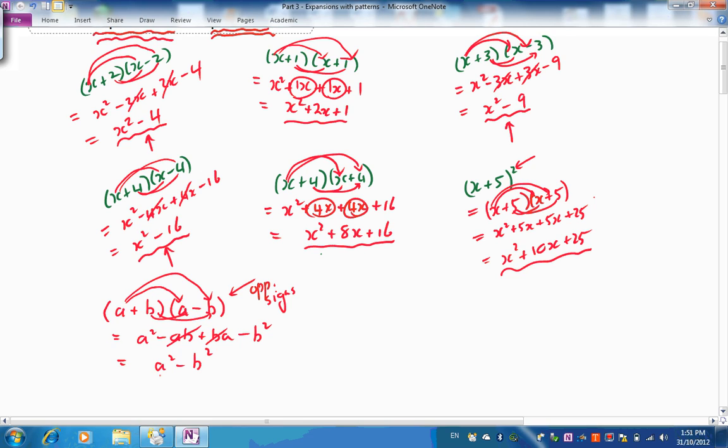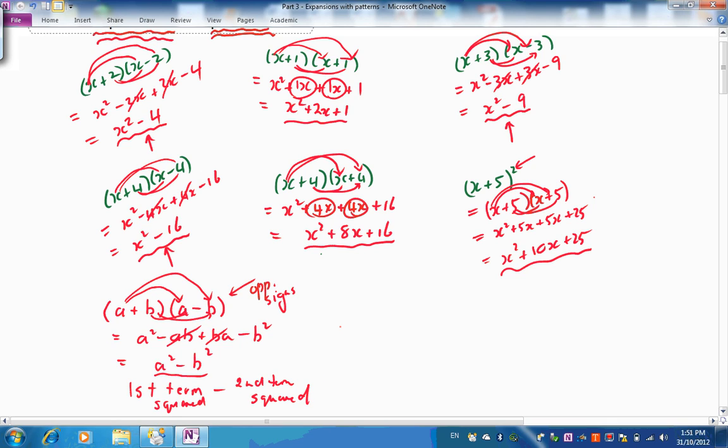You just get a pattern which is the first term. The first term is squared because it's the same in the two brackets, minus the second term squared. No middle term.